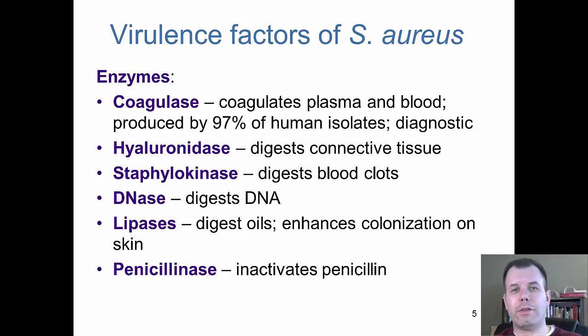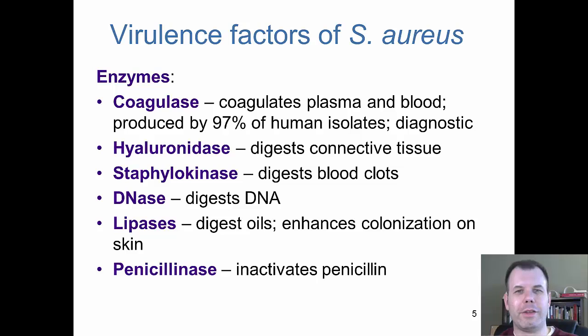Another one is hyaluronidase, meaning it can break down tissue. So this is the gelatinase test. I don't know if we'll be running it in the lab this semester, but it is one of those tests that you can see. Staphylokinase can digest blood clots. DNase, which can break down DNA. Lipases, which can break down oils, enhance colonization on the skin. And it also has enzymes that break down antibiotics. So this is another one that can just destroy things. So staph is not a fun bacteria. It releases lots of enzymes that can just do a lot of damage to your surrounding tissues.